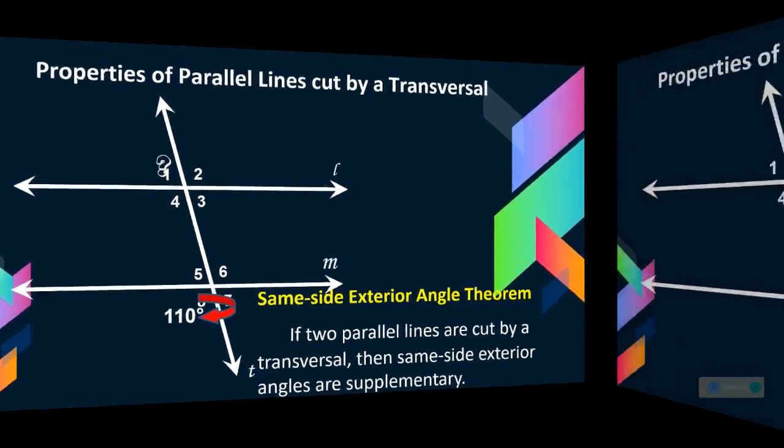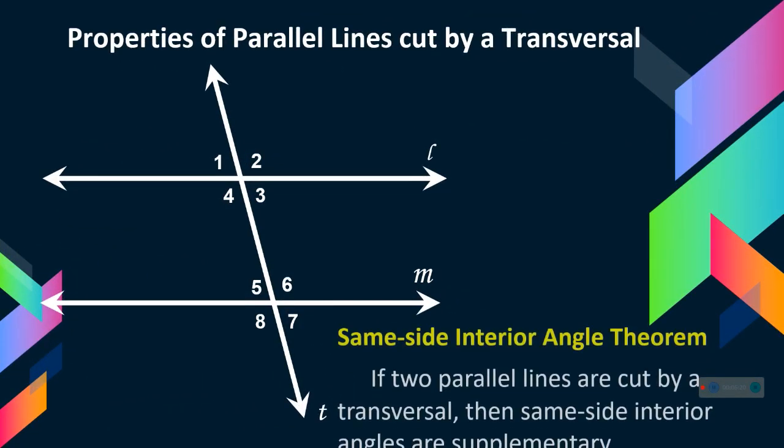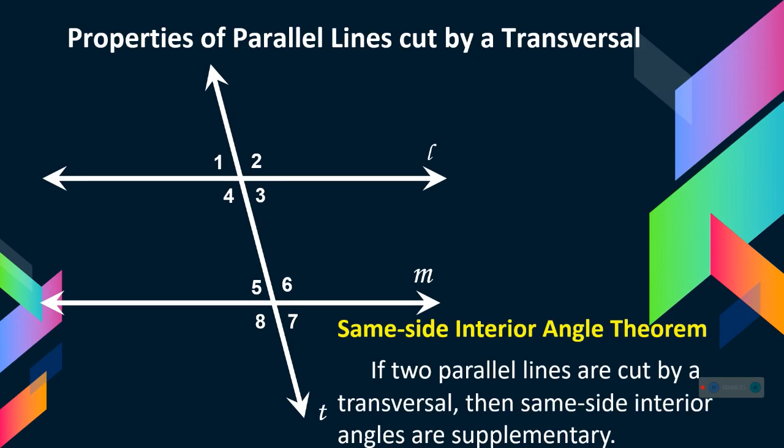Another property is about the same side interior angles. We have the same side interior angles theorem, wherein it is said that if two parallel lines are cut by a transversal, then same side interior angles are supplementary. So again, they are supplementary. We have here the examples of same side interior angles: angle 4 and angle 5.